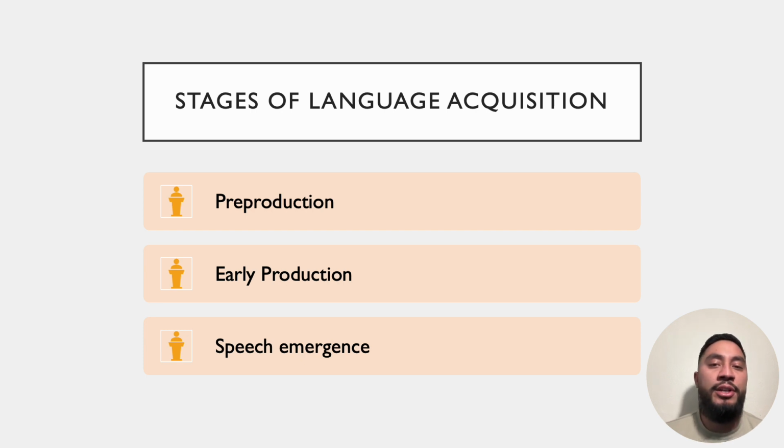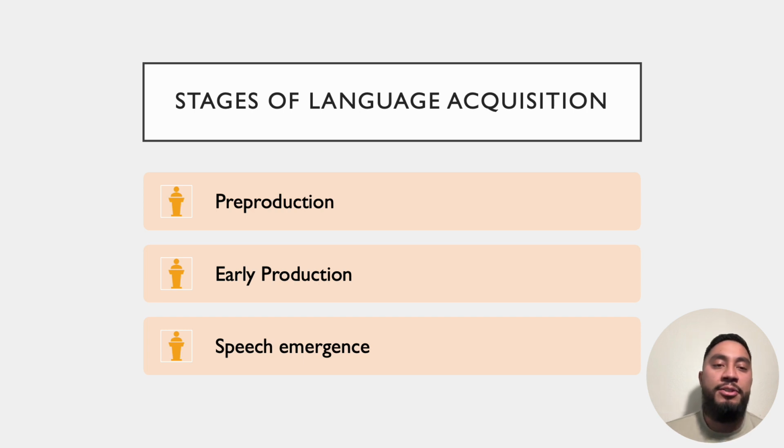Next, we have the early production period. This occurs when students understand roughly 1,000 words. They speak in 2-word phrases. They can demonstrate understanding or context of language. They answer with yes or no, and this normally lasts for 6 months.